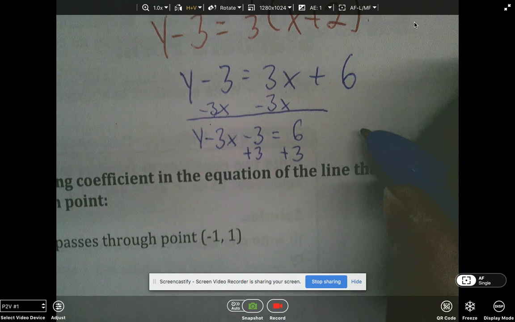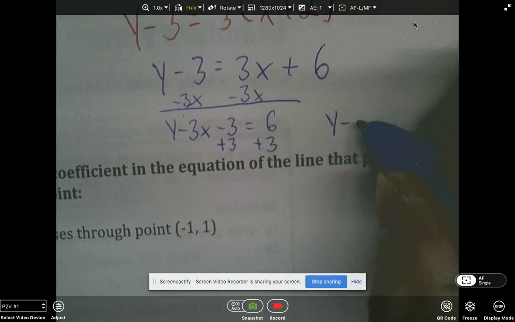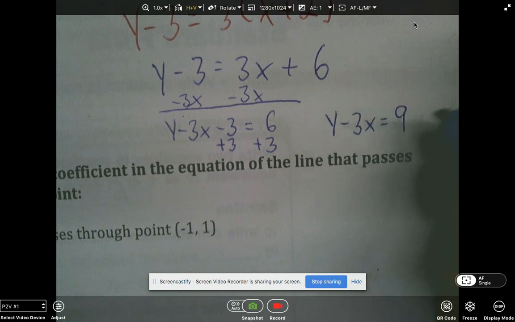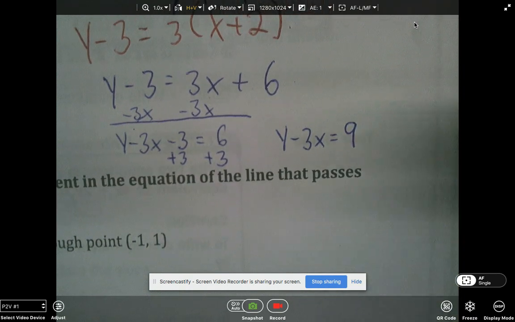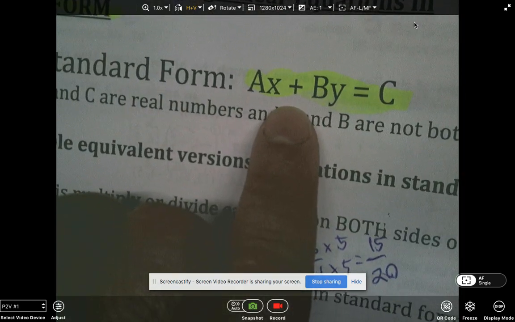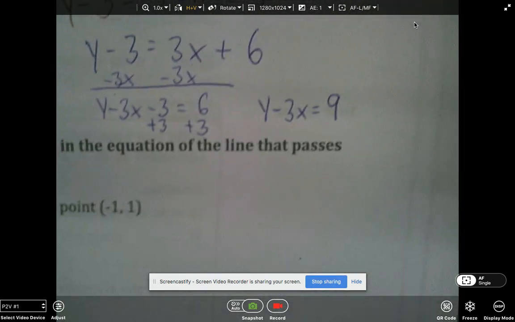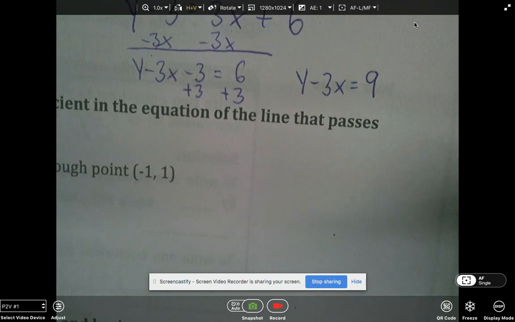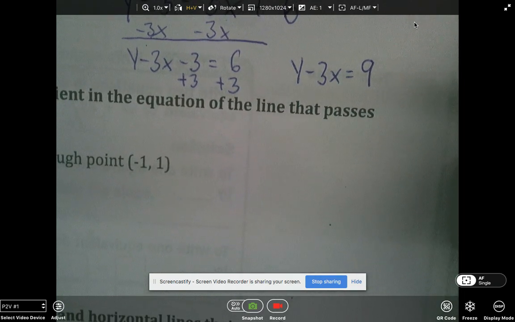And now look what I'm left with. I'm left with y minus 3x equals 9. But that's still not standard form, because if we think back, it's going to be ax plus by equals c. And right now we have by plus ax equals c. So raise your hand. Does anyone know what the final equation would be for this?